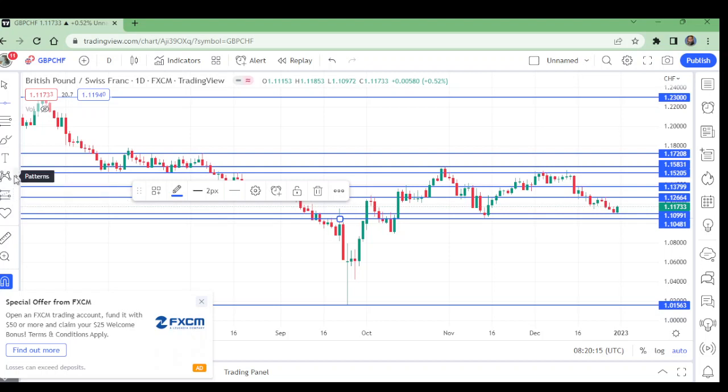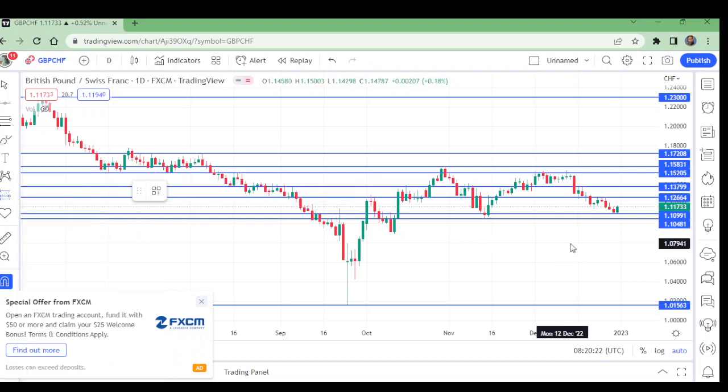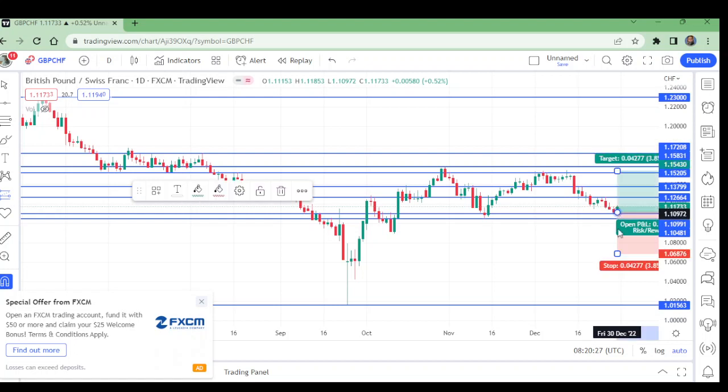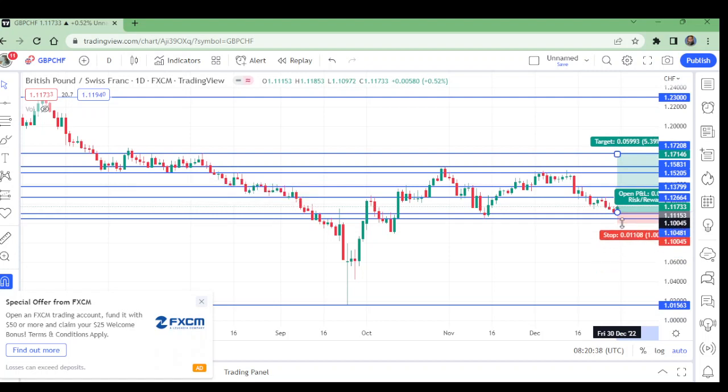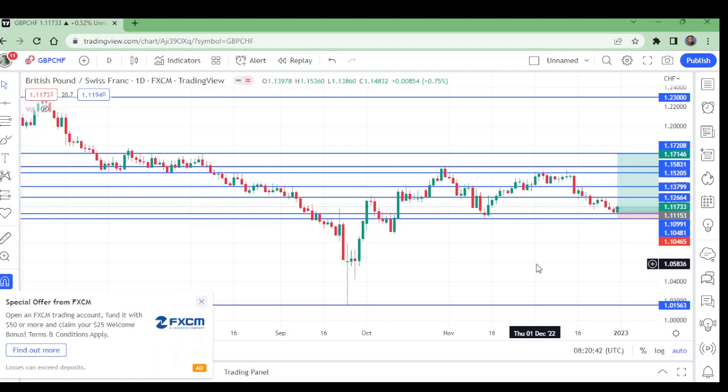Now just for enjoyment, let me put this long position. This is the long position here, and these are all the TPs. These are all the TPs, and stop loss just here. So this is the setup of buys on GBP CHF.